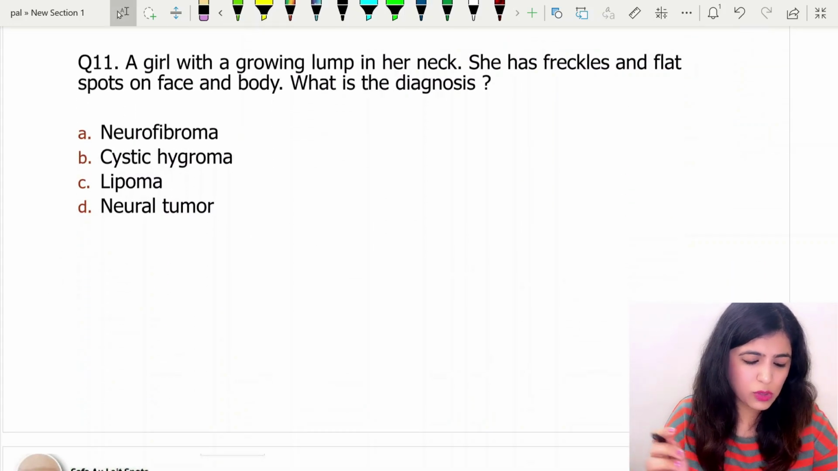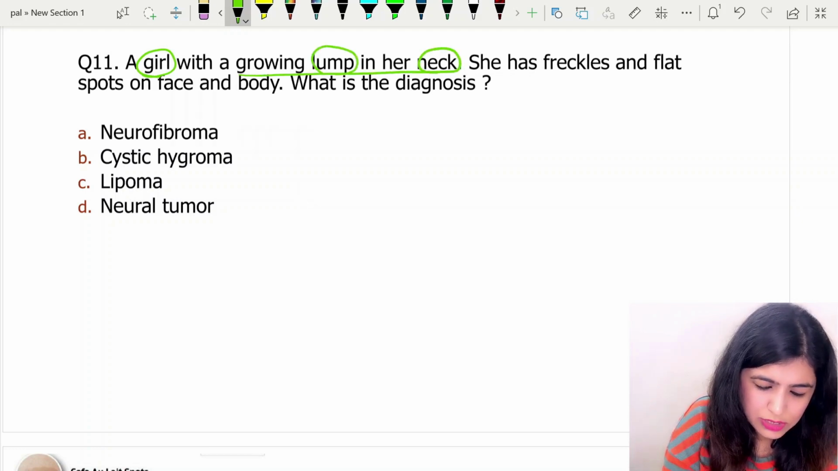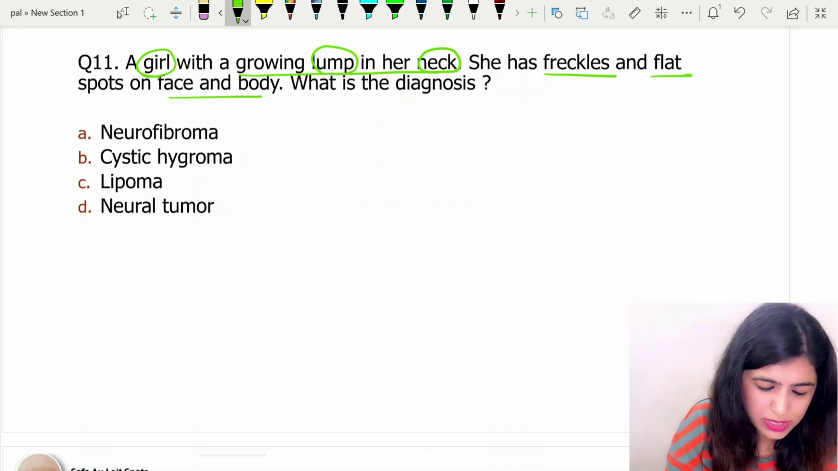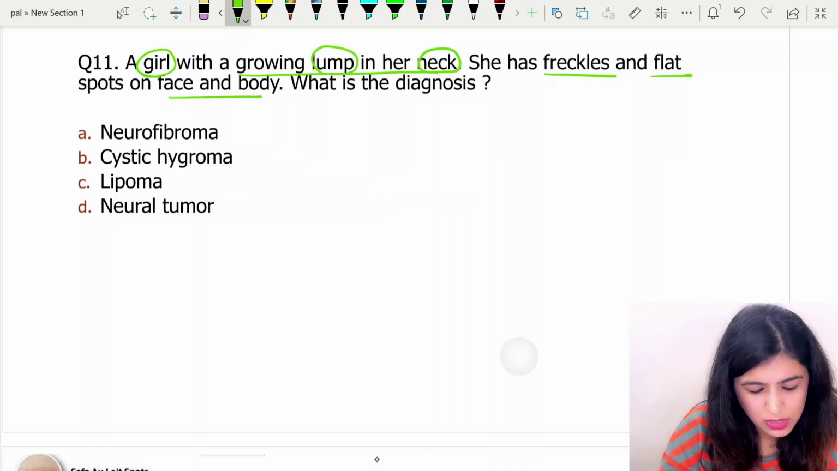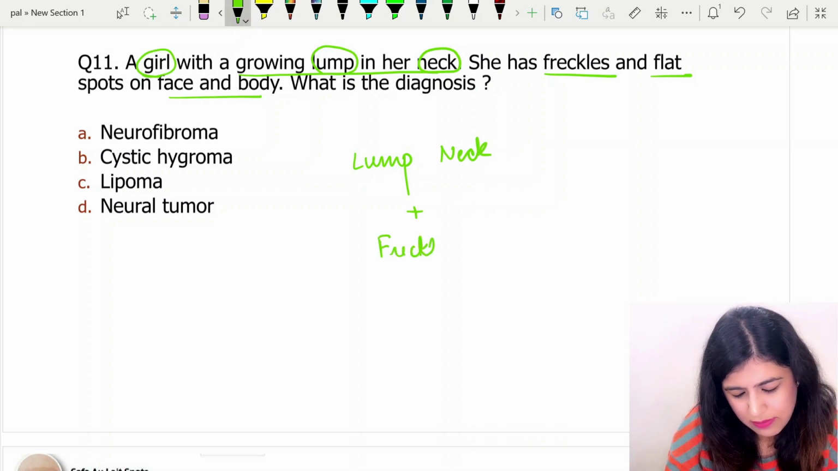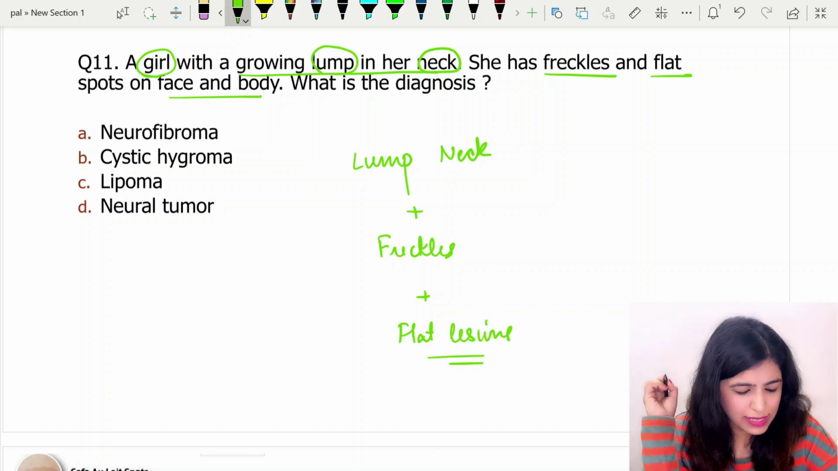Moving to the last question. Here, a girl with a growing lump in her neck. She also has freckles and other flat lesions on the face and the body. What is the diagnosis? Well, yes, there is a lump in the neck, but she also has freckles. She also has some flat lesions. So what is the diagnosis?